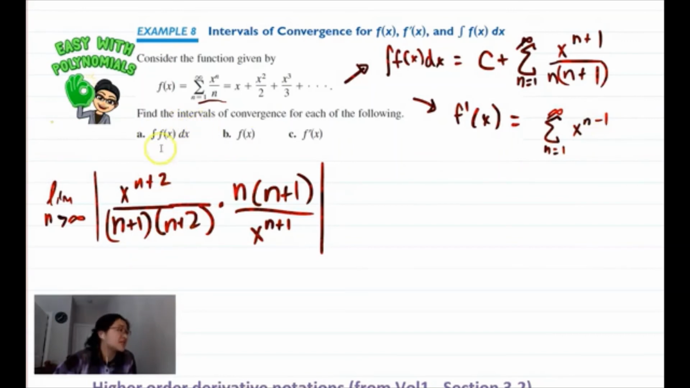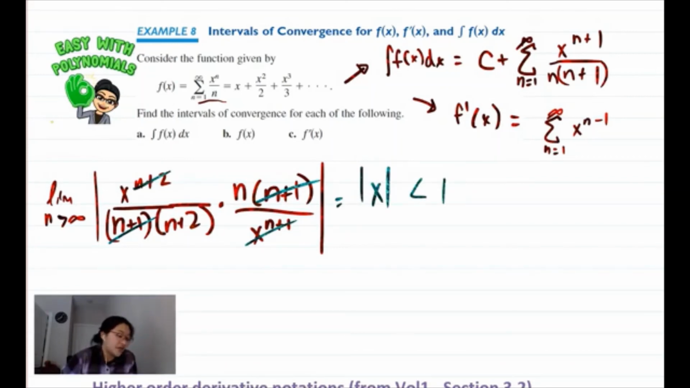Let's look at the interval of convergence for our integral of f. And so we have our next term over our current term, which is the same as multiplying by the reciprocal. Let's do some algebra. So those cancel. This cancels with that. And you're left with essentially x, absolute value of x is less than 1.